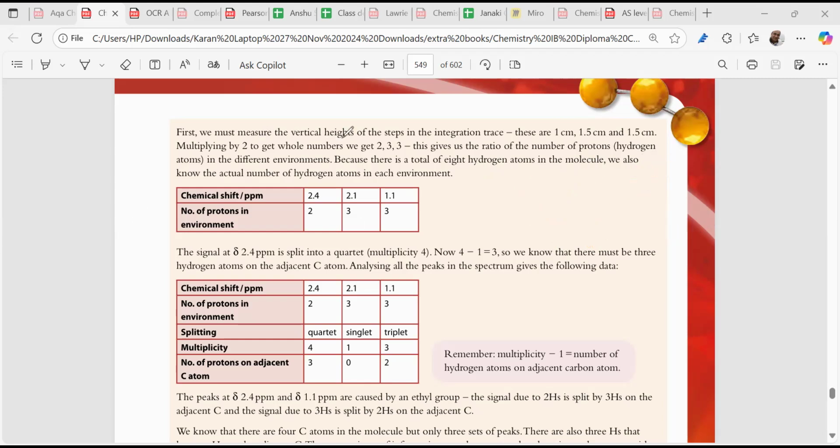Do you get my point? We first measure the vertical heights of the steps of the integration test, right? This part. And after that, what we do? We multiply by 2, right? So this gives the ratio. Do you get my point over here? Fine. Any question, please tell me.